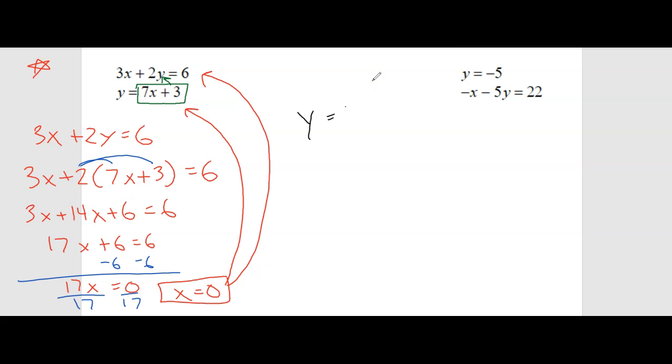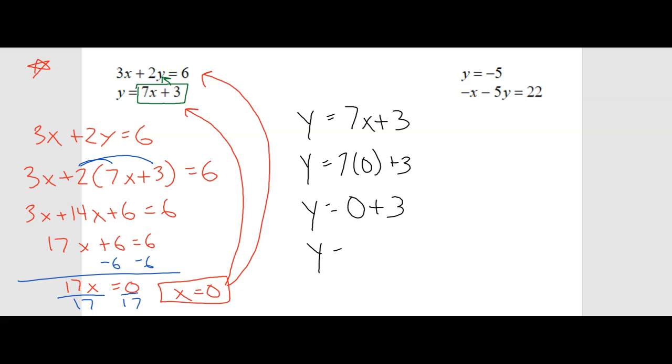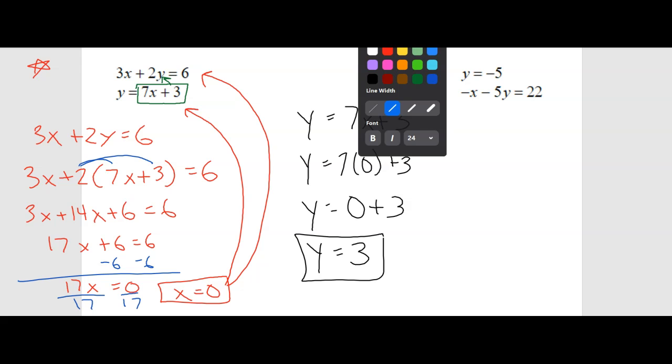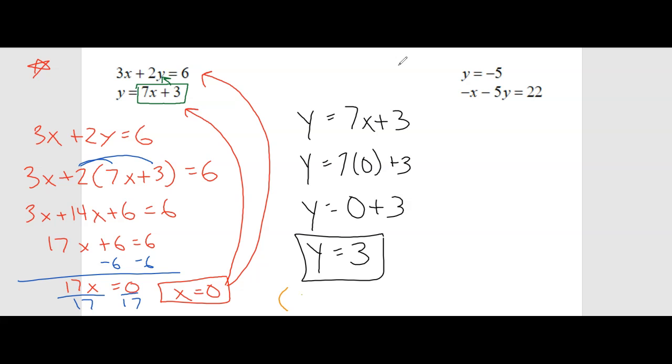So I have y is equal to 7x plus 3, but I already have solved for x. I know that x is 0. So replace the x with 0. 7 times 0 is 0. 0 plus 3 is 3. So x is equal to 0, y is equal to 3. If you want to write that as an ordered pair, well, we just would have (0, 3).